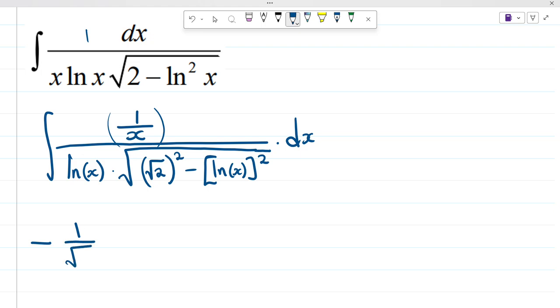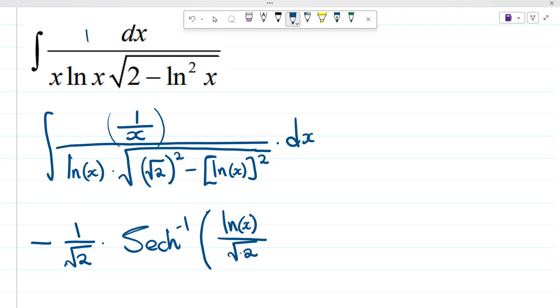So negative 1 over square root of 2 multiplied by hyperbolic sec inverse of what? Of f of x. So my f of x is what? It's ln of x divided by square root of 2, and then plus c. Then tada, you have your answer there.